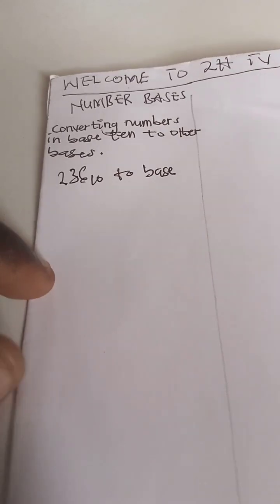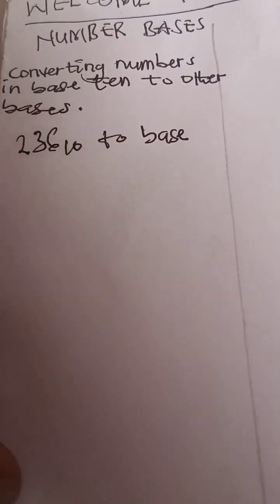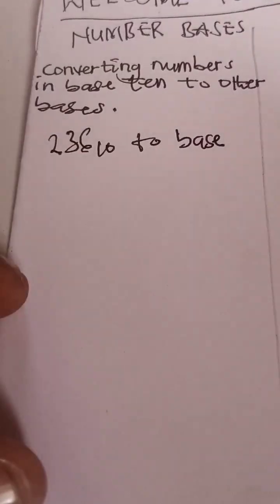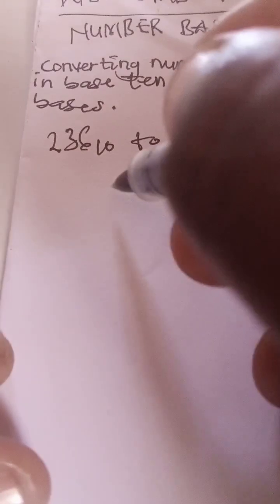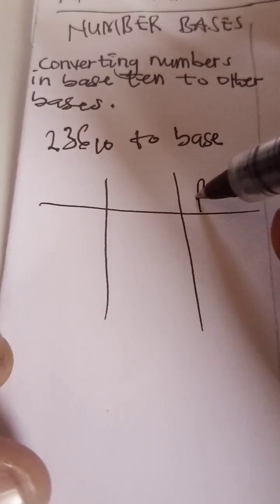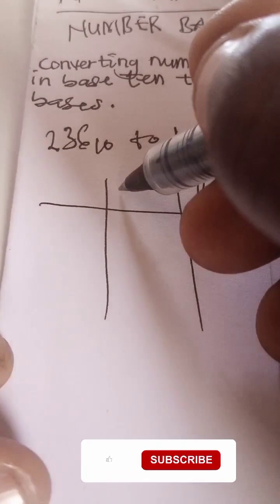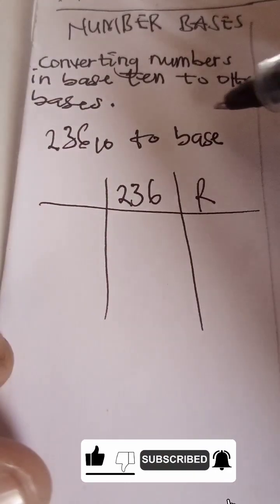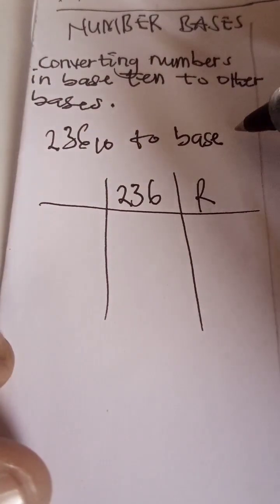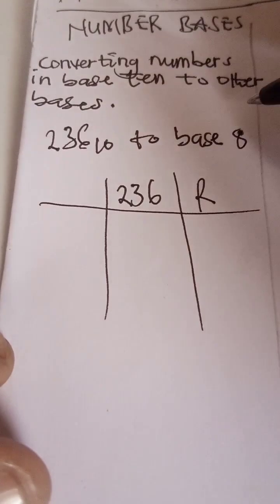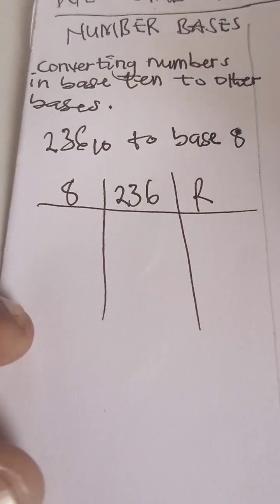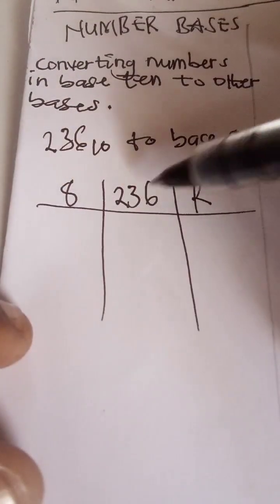In this case, you are going to use a table approach that we use in solving number bases, where you draw your table like this. This is your remainder, this is your number, that's 236. Then your divisor, we are converting to base 8, right? So your 8 comes here.